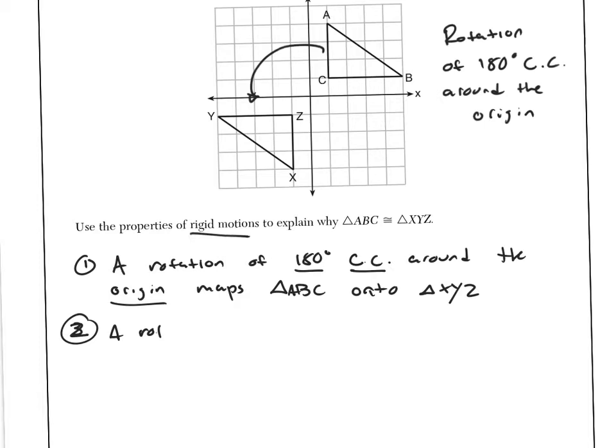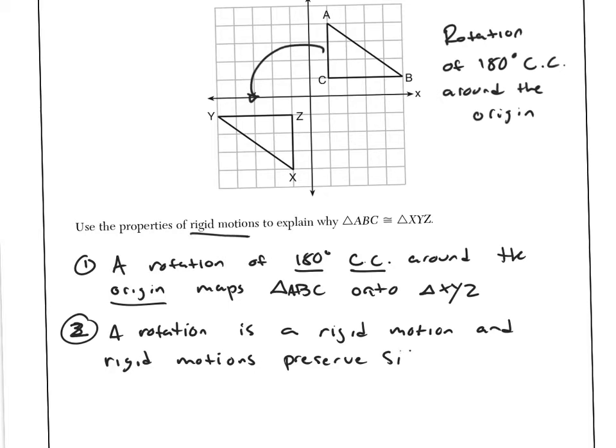And then my second part of this is going to say this. A rotation, remember, is a rigid motion. And rigid motions preserve side lengths and angle measures. All right, because the sides and angles didn't move, didn't change size when I map them onto each other, they have to be congruent, right? Because they fit perfectly right on top of each other using a rigid motion.